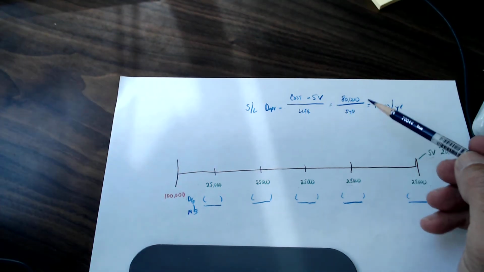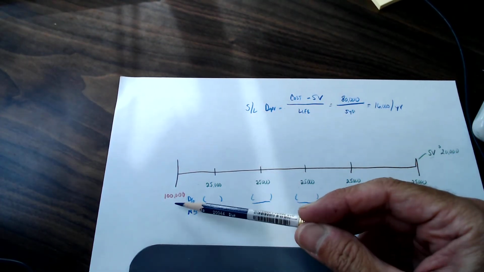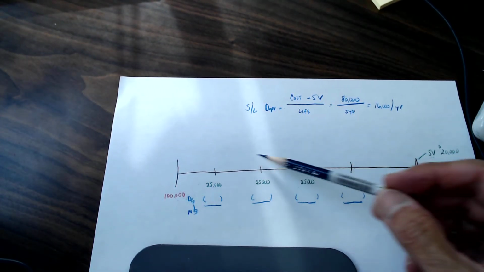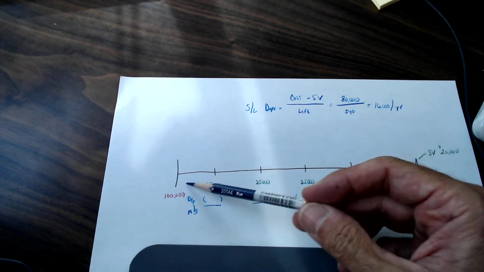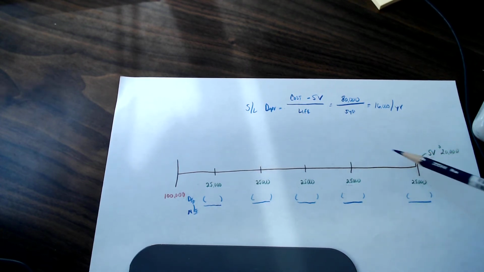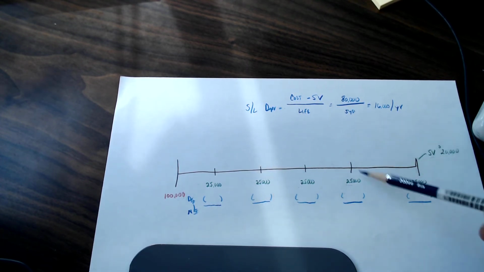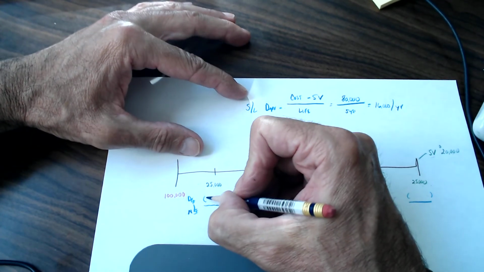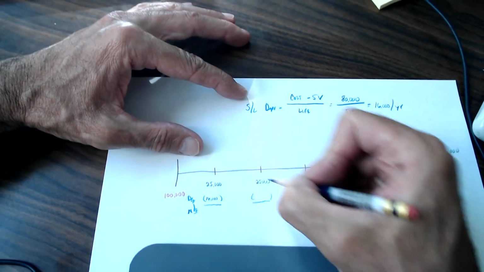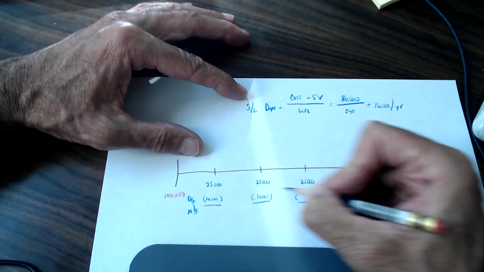Okay, let's make sure we've got that. Buying it for $100,000, going to use it for 5 years, at which point it'll be worth $20,000 to me. I'm going to sell it for $20,000. So I'm going to burn up $80,000 over that 5-year period of time. That's $16,000 per year. So that's my depreciation.